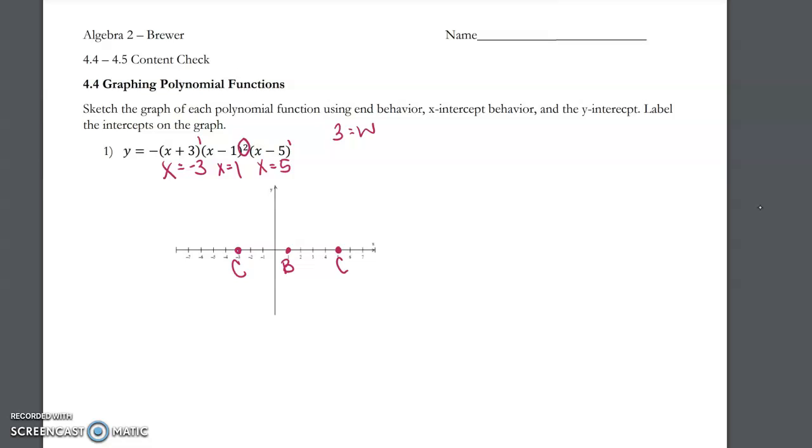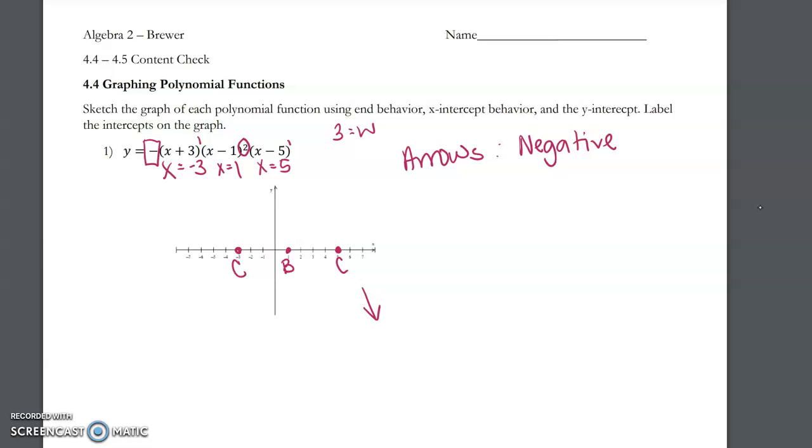Okay. The next thing I need to look at is the way that my arrows are going. So I always look at the leading coefficient, which in this case is negative 1, telling me that it's a negative graph. Negative means that it ends going down.